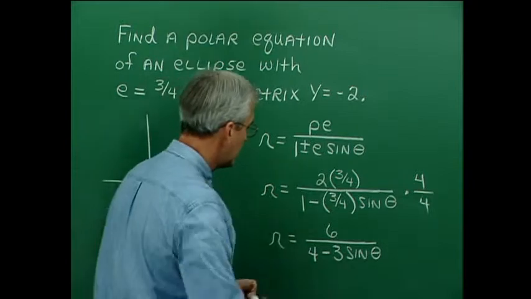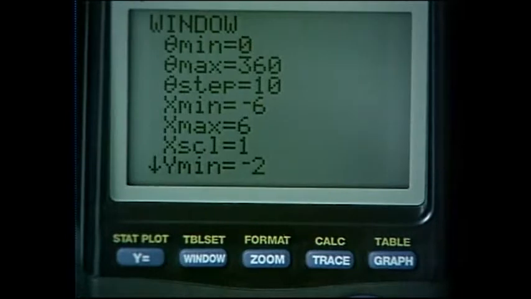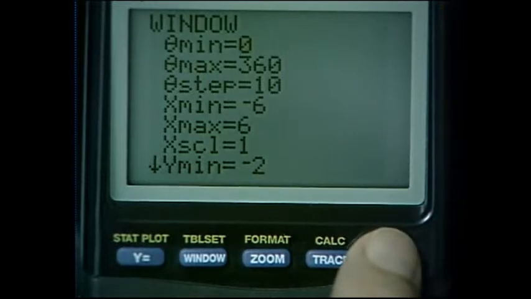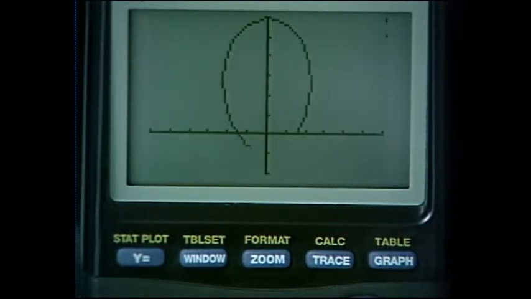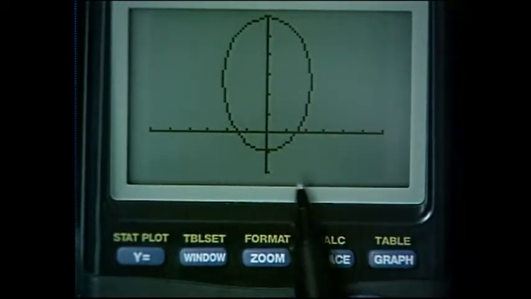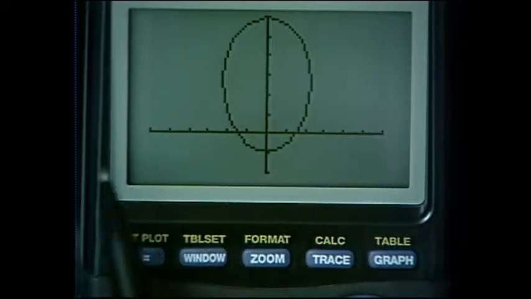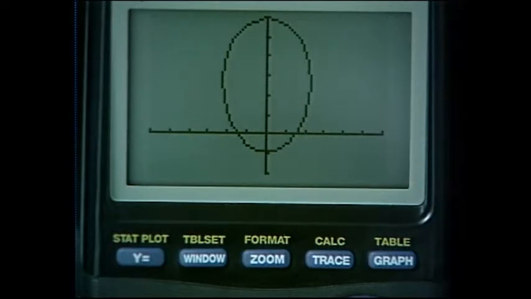Let's take a look at this one again on the graphing calculator. The window settings are as they were for the previous problem. I went back to a theta minimum of 0 though, and a theta max of 360, and the x and y maxes and minimums are where they were before. And here is the graph. And certainly the graph is as we were expecting it to be, and the directrix, remember, was found down here at -2.